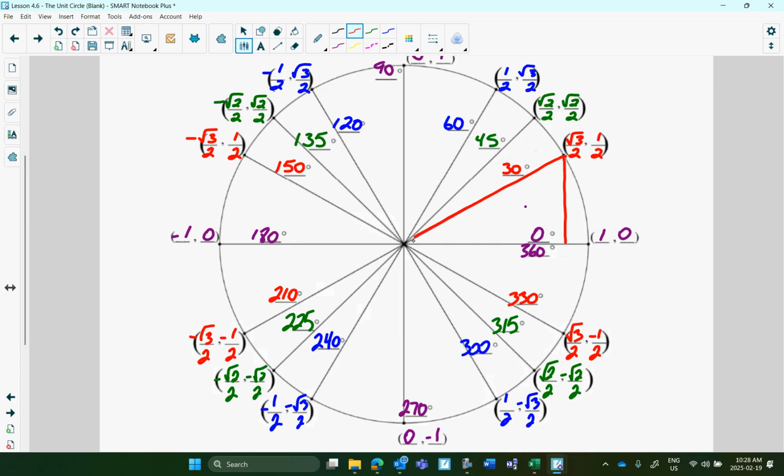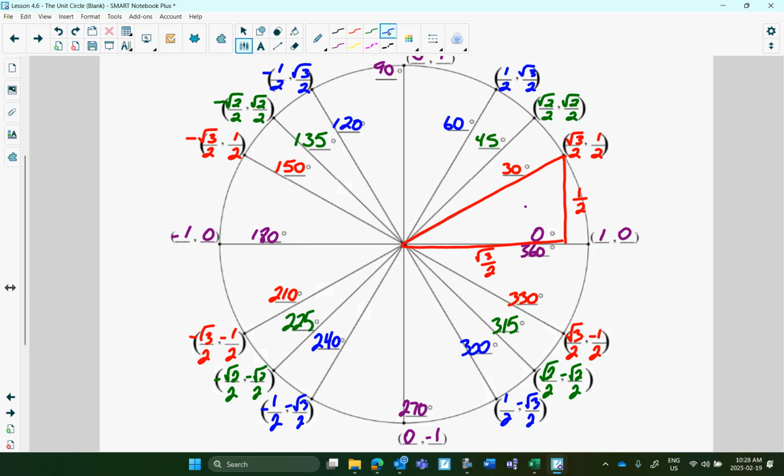remember, there's a right triangle with 30 degrees coming out from here. The two sides are 1/2 and root 3/2. Which one is going to be root 3/2? The longer of the two legs. So that's root 3/2. The shorter one is 1/2. That's why we go long, short.